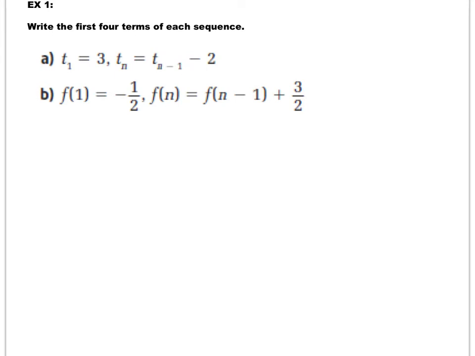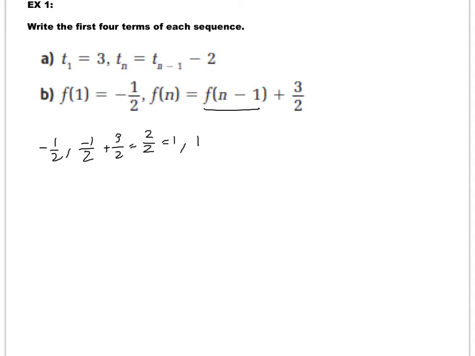The next example says that the first term is negative 1 over 2, and the nth term is the n minus 1th term plus 3 over 2. So if the first term is negative 1 over 2, the second term is going to be negative 1 over 2, the previous term, plus 3 over 2. Now negative 1 over 2 plus 3 over 2 is going to give us 2 over 2, which is going to be 1.